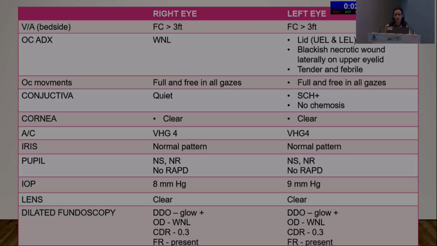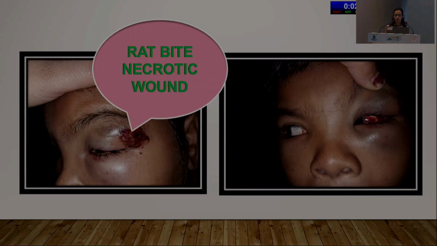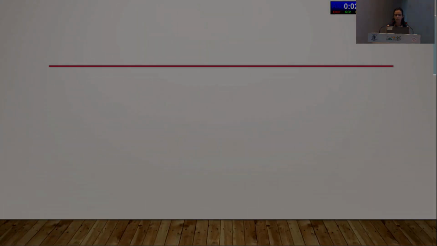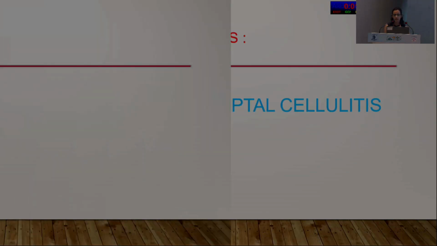Ocular movements were full and free in both eyes, and when the pupils were checked, there was no sign of any RAPD, and the rest was within normal limits. In the conjunctiva, subconjunctival hemorrhage was seen, and these are the pictures of the rat bite with necrotic wound, periorbital lid edema and subconjunctival hemorrhage in the left eye. The provisional diagnosis made was left eye preseptal cellulitis.